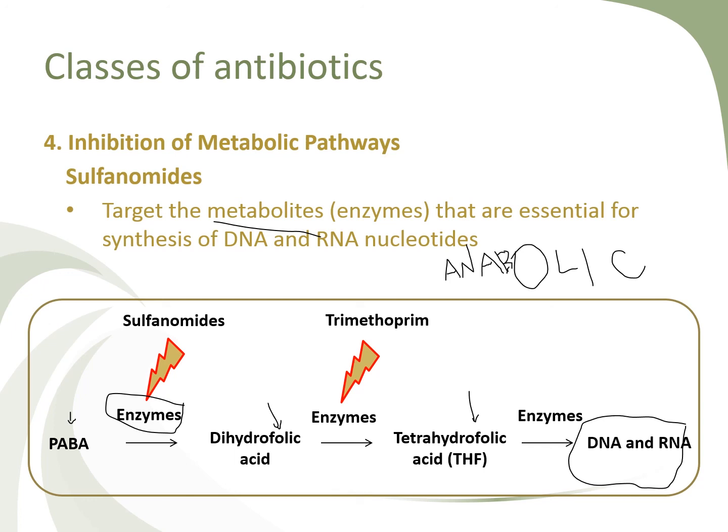These antibiotics act exactly on the enzymes that make this possible. Sulfonamides, for example, act in this process. You don't need to know exactly where, you just need to remember that it affects the metabolic pathway to form DNA and RNA, and this is an anabolic process, so it acts against an anabolic process.